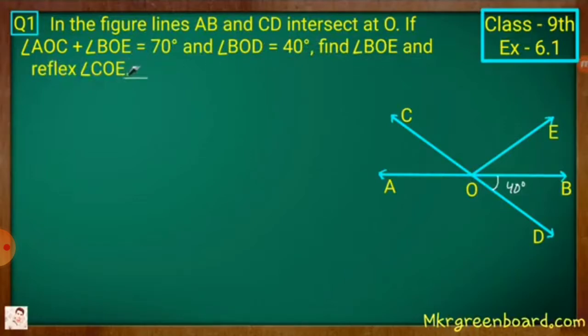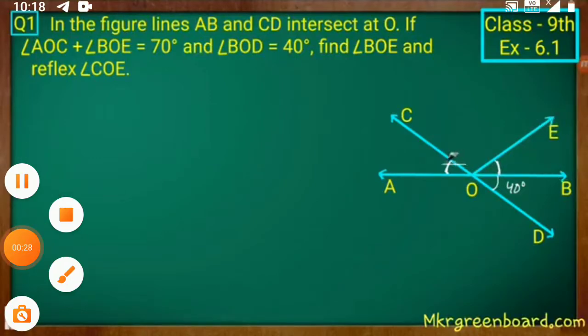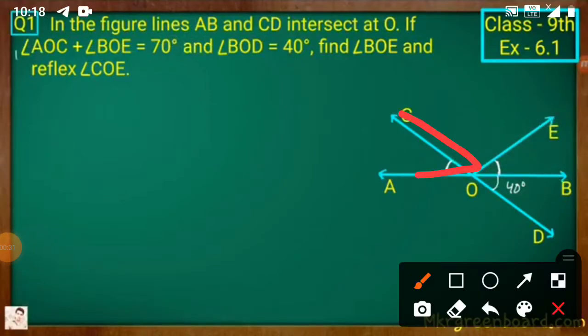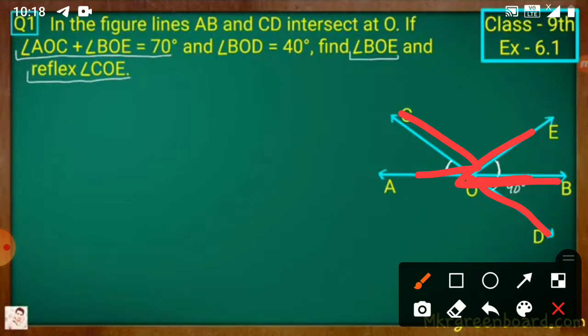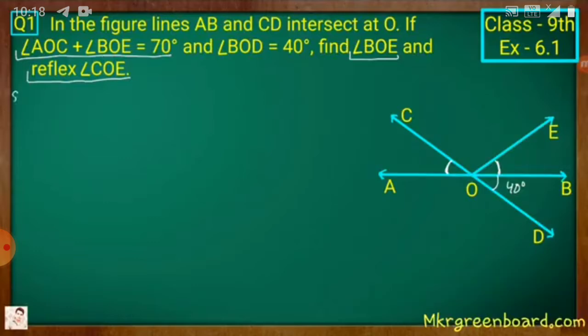In the figure, lines AB and CD intersect at O. If angle AOC plus angle BOE equals 70 degrees, and angle BOD equals 40 degrees, then we need to find angle BOE and angle COE. This is the question. Now we will start the answer.